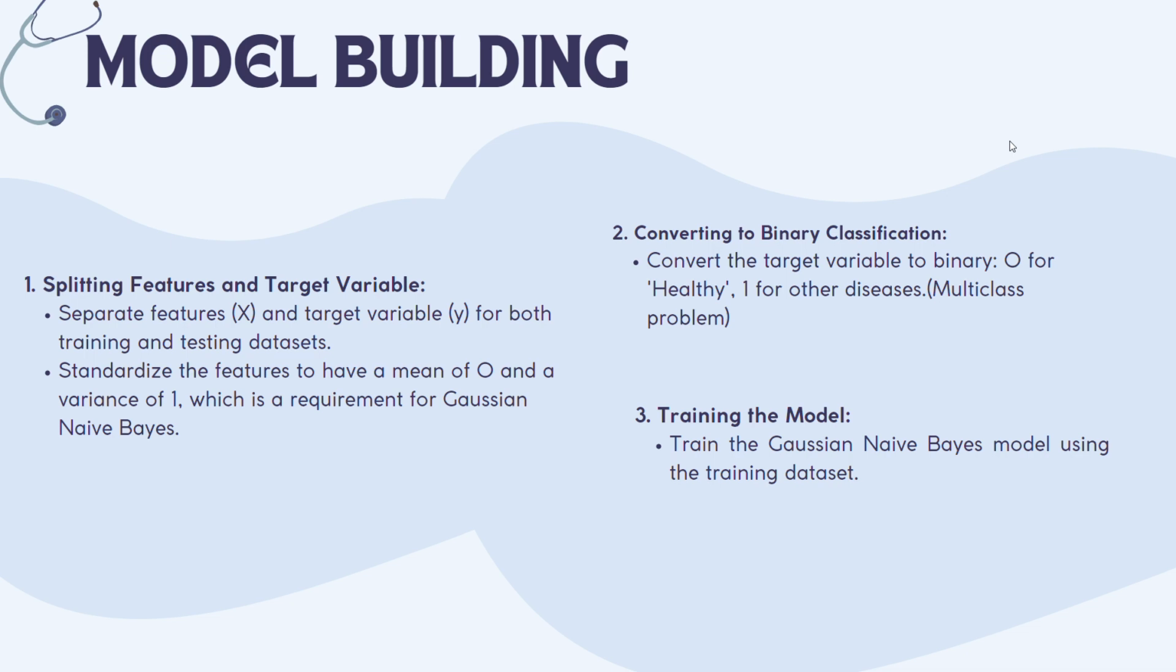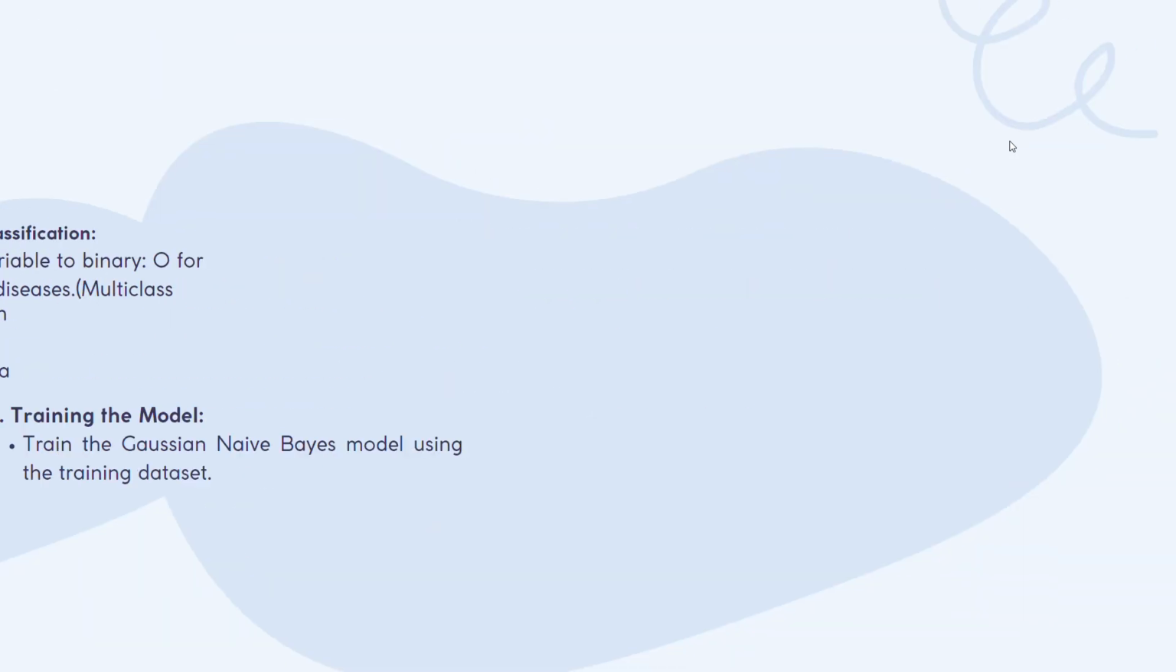Then we converted to binary classification, 0 for healthy and 1 for disease, since we had a multi-class problem, because people with several diseases such as diabetes, pressure, sugar, etc. were grouped under the category of disease. Now the third step, we trained the model using Gaussian Naive Bayes on the training dataset.